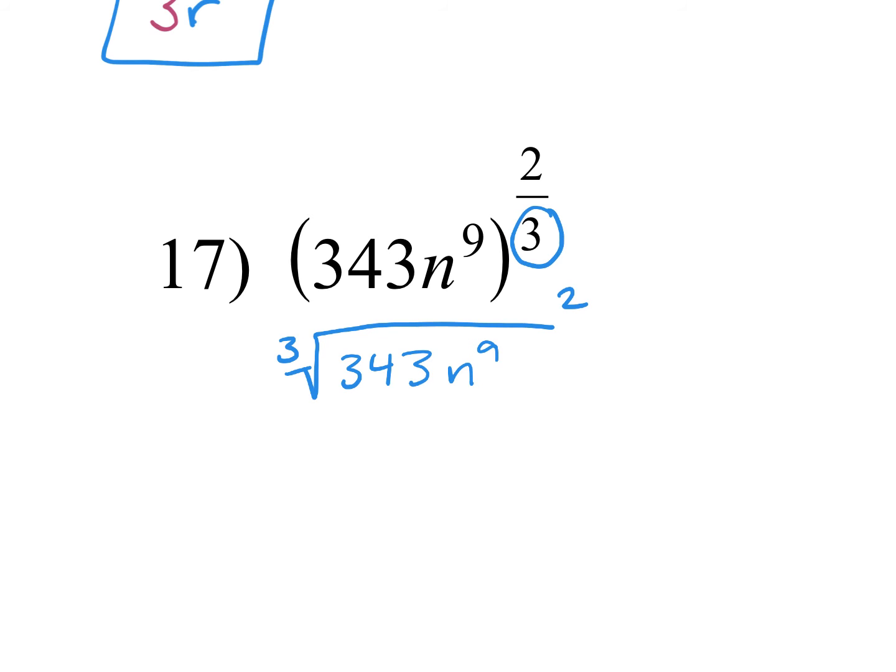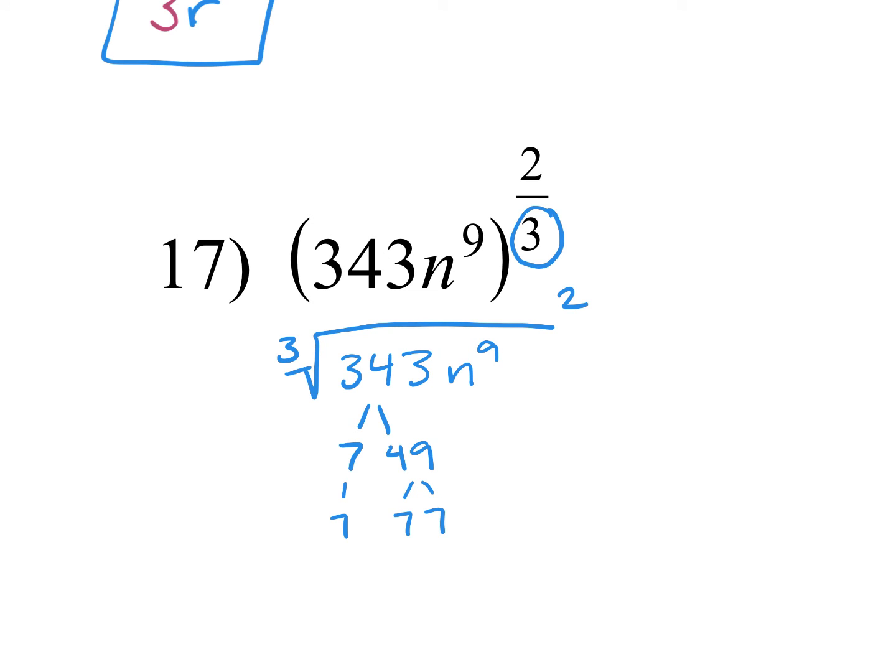What should we do next? Break it down. So what is a factor of 343? I think 7 goes into it. Let's see. Yep, 7 and 49. What are factors of 49? 7 and 7, perfect.